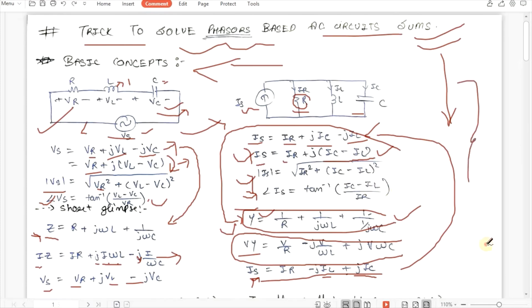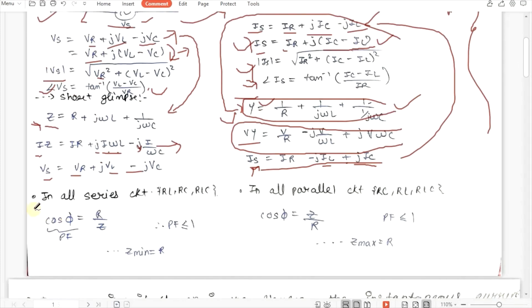Now along with this, you should know about power factor. In all series circuits, the power factor is given by cos phi, which is R by Z. This R is your resistance and this Z is your input impedance. Here the minimum value of Z is R, so we can say that R by R will be 1. And if we increase the value of R, as we know that the minimum value of impedance is R.